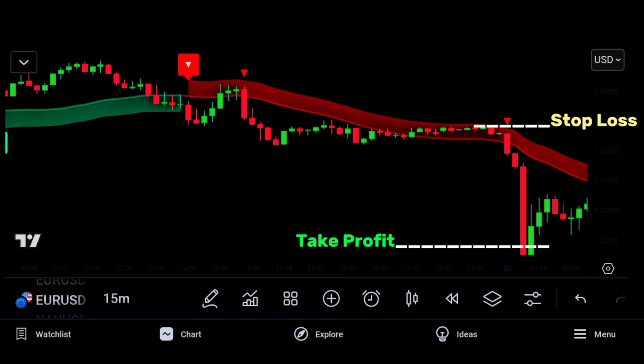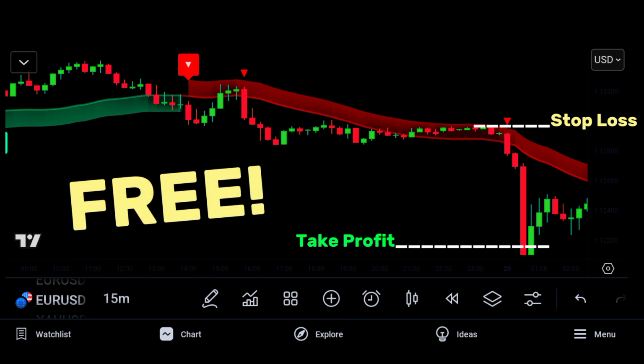Now, this indicator is free to use on TradingView, and if you follow all the process that I have laid out, you will make a good amount of profits from the market.